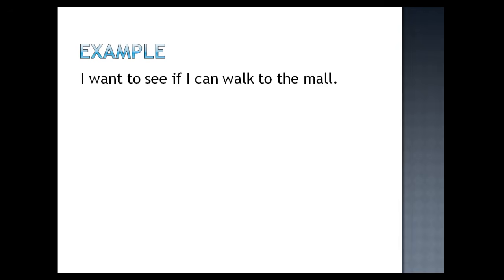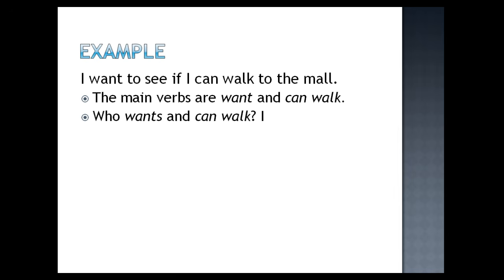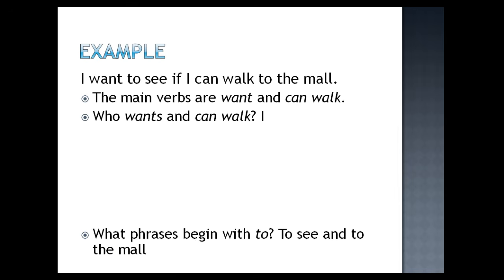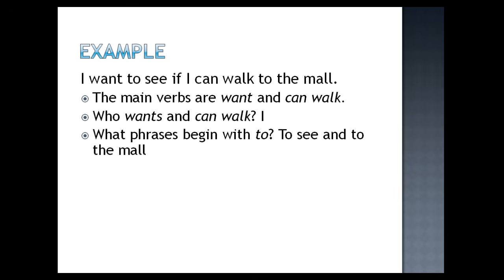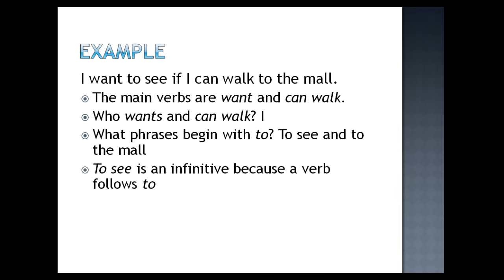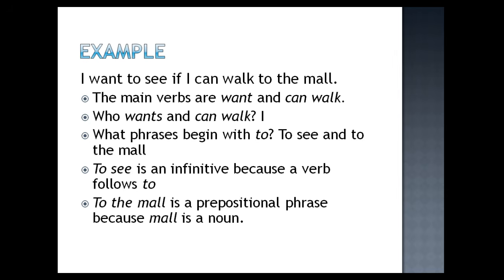An example. I want to see if I can walk to the mall. The main verbs are want and can walk. Who wants and can walk? I. What phrases begin with to? To see and to the mall. To see, however, is an infinitive because a verb follows to, whereas to the mall is a prepositional phrase because mall is a noun coming after the word to.